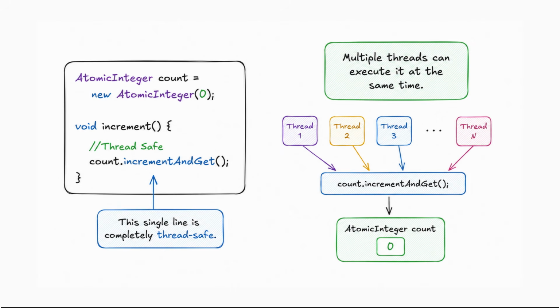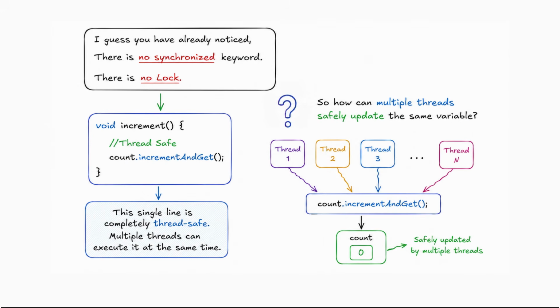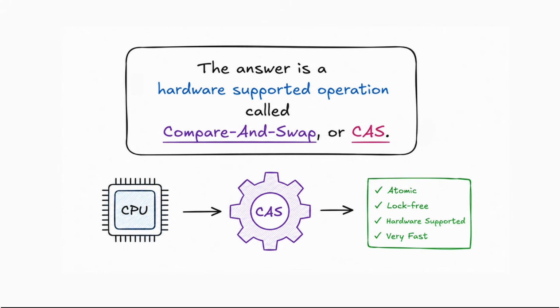Let's start with a simple question. This single line is completely thread safe. Multiple threads can execute it at the same time. I guess you have already noticed there is no synchronized keyword, there is no lock. So how can multiple threads safely update the same variable? The answer is a hardware supported operation called compare and swap.